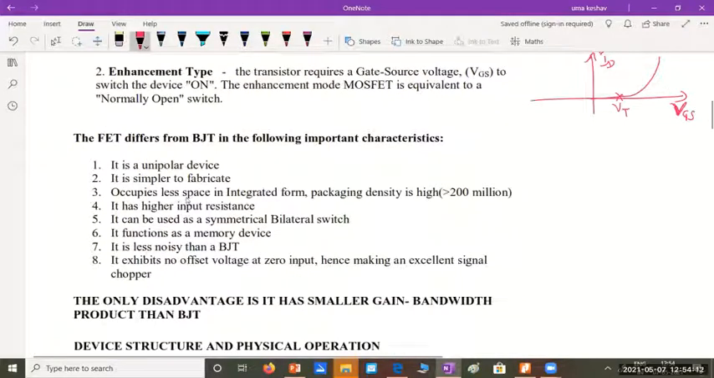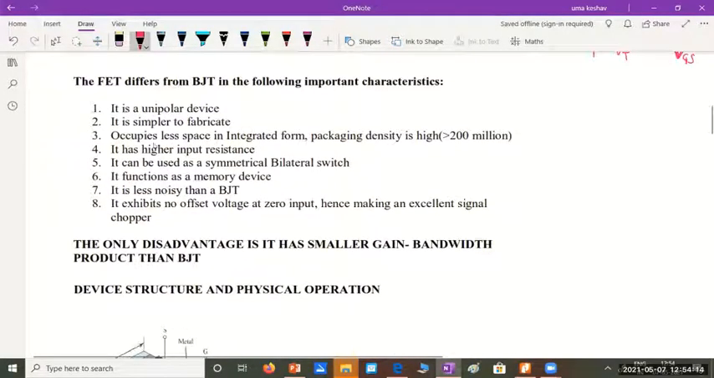The major differences between BJT and FET, you can just read through very quickly. FET is unipolar and easier to fabricate. It occupies very little space in integrated form because we package FETs in very high densities. That means we can easily put more than 200 million, and today it has exceeded that. More than 2000 million transistors can be put on a very small piece of silicon. So very high density fabrication can be done for FETs, but for BJTs that is still not possible.